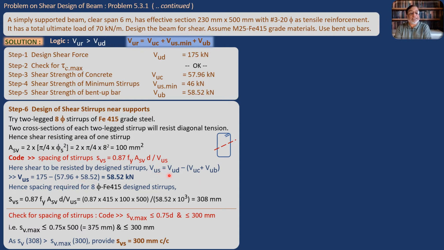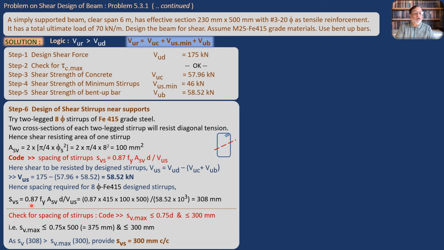Here you get VUS equal to VUD. This is the formula we get, and if you understand the logic we use, this formula is very simple to understand, and this gives us a value of 58.52 kilonewton, which means that if we remove this minimum stirrup, we will require 58.52 kilonewton to be resisted by shear reinforcement. So we will put the values, and the spacing required for this design of shear stirrups is SVS. We are calling it SVS.